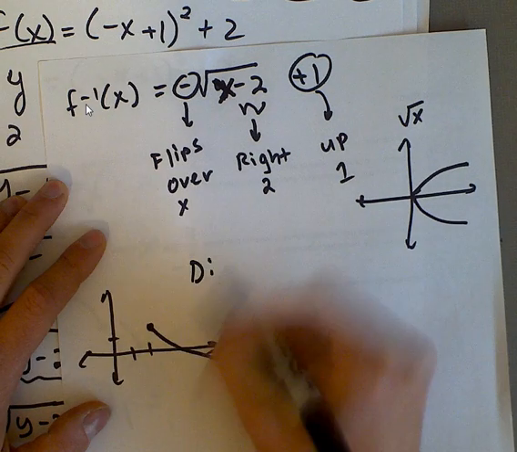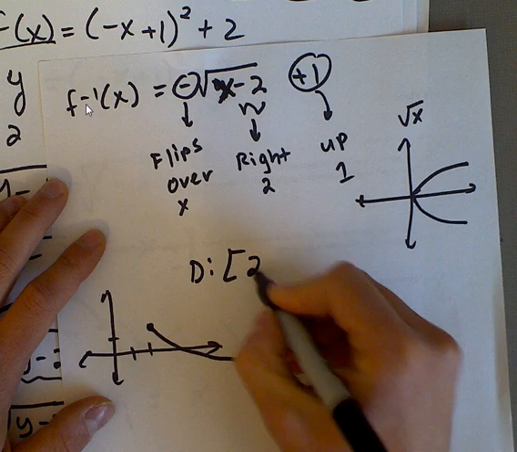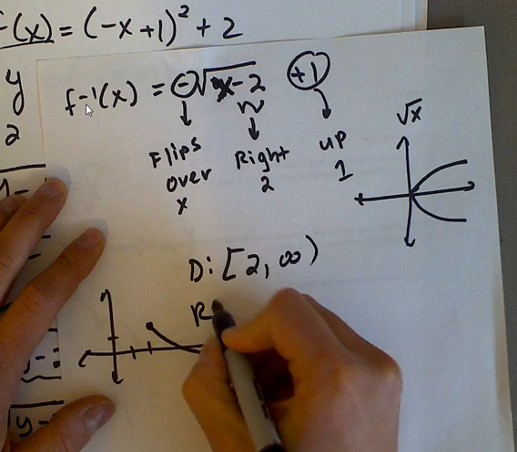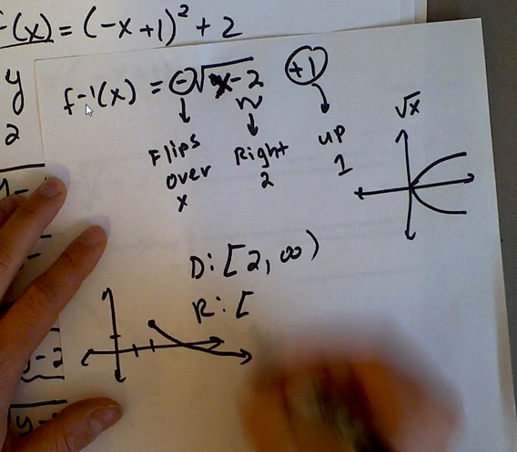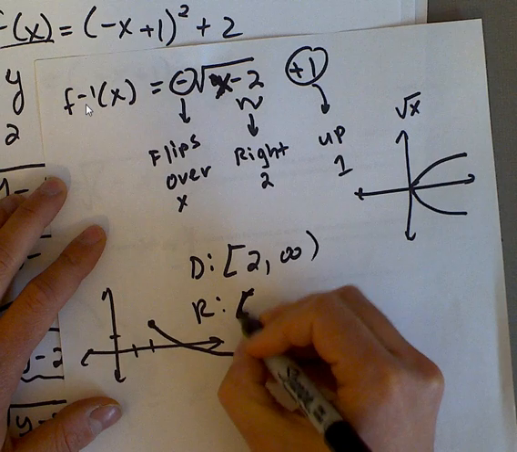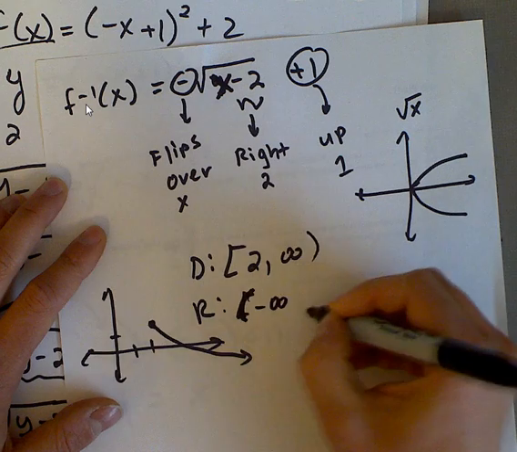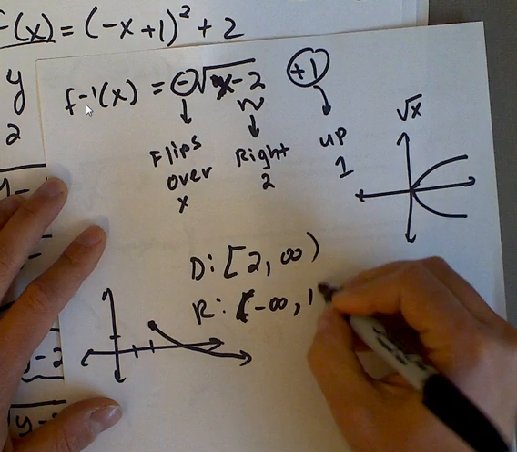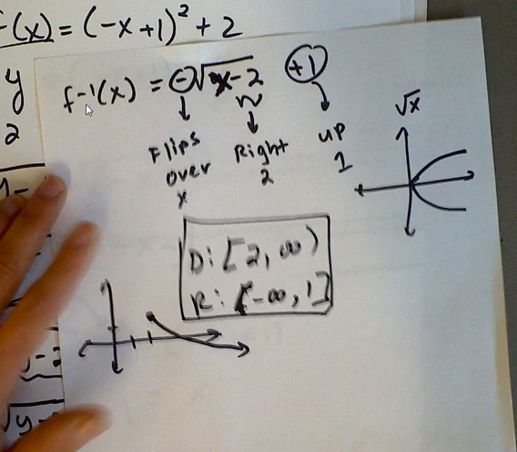So the domain is going to be 2 to infinity, since it keeps moving to the right. And then the range, its low point, it keeps moving down. So that's going to be a parenthesis, not a bracket. And then it gets to a high point right there, and the high point is positive 1. So that's going to be the domain and range of the inverse.